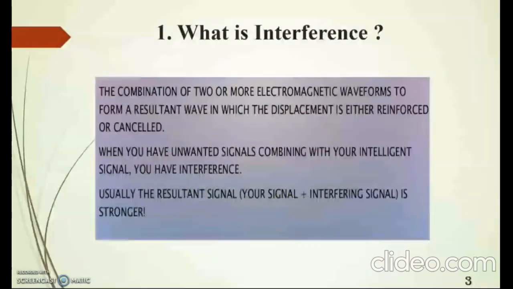So, first topic is what is interference? The combination of two or more electromagnetic waves to form a resultant wave in which the displacement is either reinforced or cancelled is called interference. When you have unwanted signals combining with your intelligent signal, you have interference. Usually, the resultant signal plus interference signal is stronger. So, from the next slide, Girish will explain.